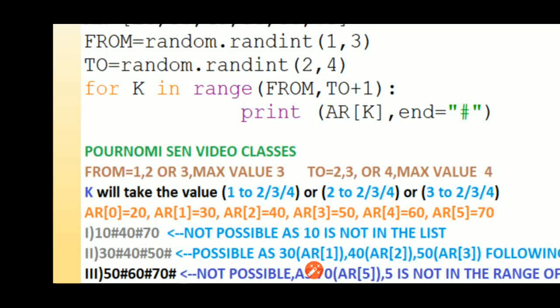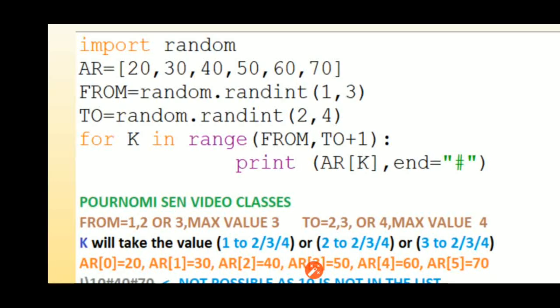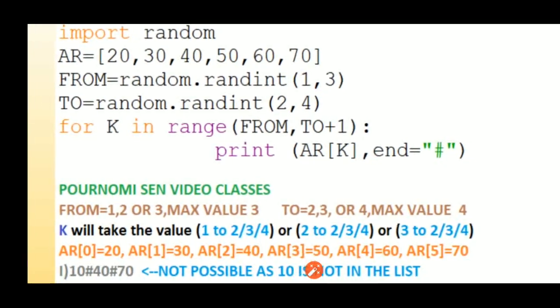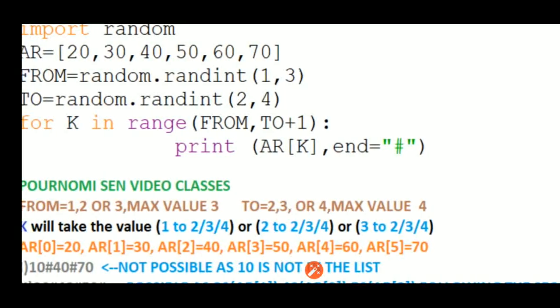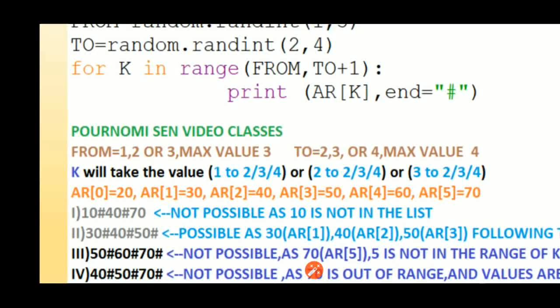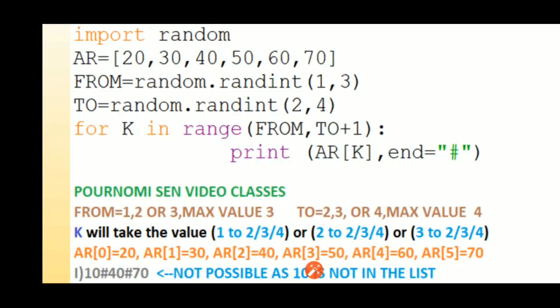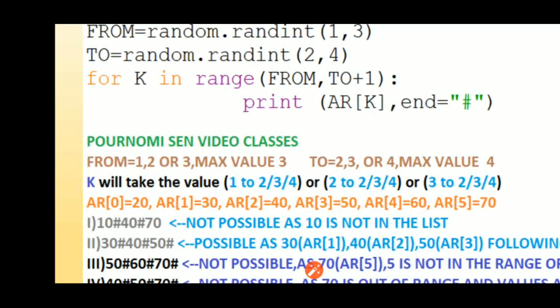And here it is written AR[0] is 20, AR[1] is 30, AR[2] is 40, AR[3] is 50, AR[4] is 60 and AR[5] is 70. So let's see the first option. It has given 10, 40 and 70, 10 hash 40 hash 70. It is not possible as 10 is not present in the list. See, in the list 10 is not there. So the first option can straight away be discarded.